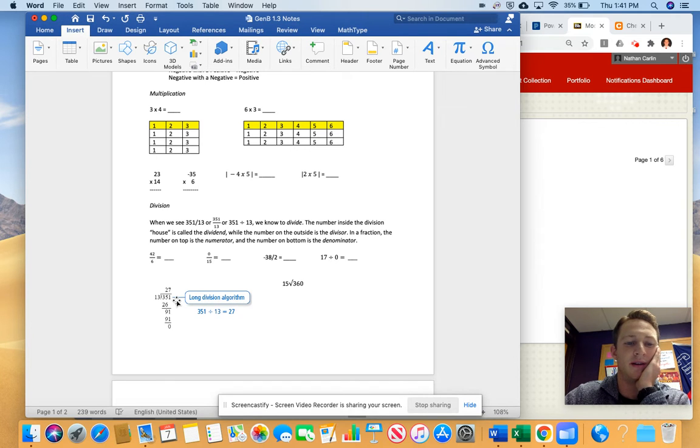Long division, hopefully you can see this example. We're going to take the number on the outside and see how many times it goes into the first number. So does 13 ever go into 3? No, 13 is bigger than 3. So we need to move over to 2 numbers. How many times does 13 go into 35? 13 goes into 35 2 times. What's 2 times 13? 26.